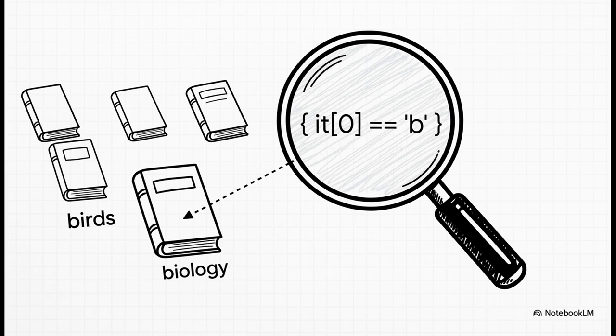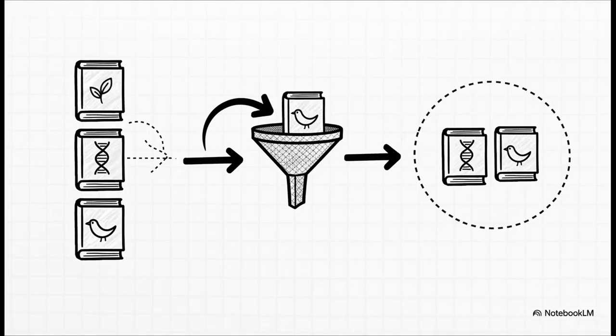And check out that keyword, it. That's just a slick Kotlin shortcut for the current thing in the list we're looking at. So for every single book, this tiny piece of code asks one simple question: hey, does your first letter equal B? And boom, just like that, it's done. The filter function takes care of everything. It goes through the whole list, applies our rule to every single book, and gives us a brand new list with only the ones that pass the test. Think about it. No complicated loops, no extra variables to keep track of, just one clean, clear line of code that says exactly what it does.